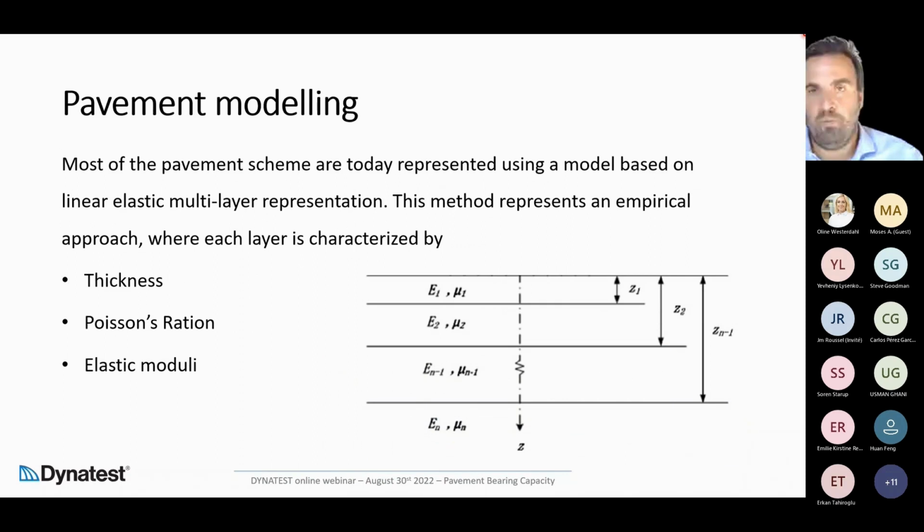Pavement modeling, which is the model we use in pavement evaluation, is usually a multi-layer linear elastic material, and each layer is characterized by three main parameters. The first one is the thickness. The second one is the Poisson ratio. And the third one is the elastic modulus. So when we know these three parameters, we are able to characterize the performance of each material inside the pavement.